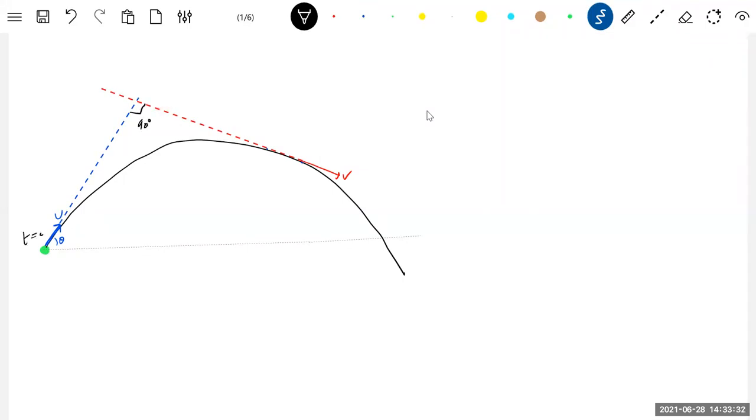At t equals 0 is what I projected. After some time t, it can happen that the velocity of a projectile will become perpendicular to initial velocity, and I want that particular time. This is that maximum height.